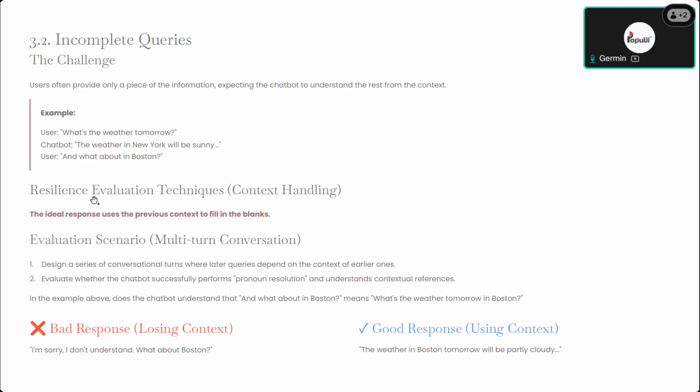So the key to handling incomplete queries is context awareness, which is the ability of the chatbot to remember what was said earlier in the conversation and use the information to fill in the blanks. We call this context handling or pronoun resolution, basically understanding what it, that, or there refers to in a dialogue. So to test this, we create a set of multi-turn conversations where later questions depend on earlier ones. Then we evaluate whether the chatbot can correctly remember and use the context from previous turns, and whether it can understand indirect or incomplete references.